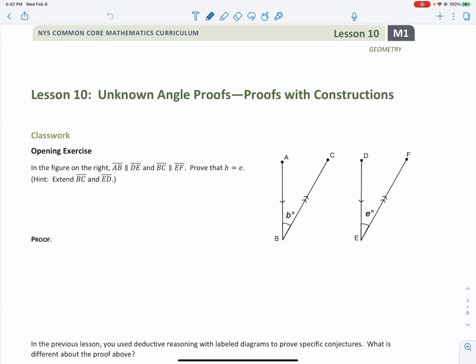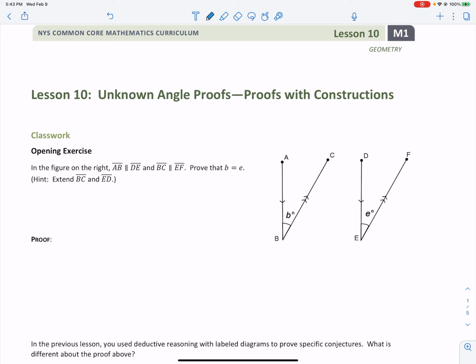But one thing we want to do is, in the figure on the right, we're saying that AB, this line, is parallel to DE. And you can see that with the little symbols that are right there. So you can either have them in words or symbols or both. That symbol right here means parallel to. And same thing for these two lines right here. But our thing is that we want to prove that B equals E, that they are congruent.